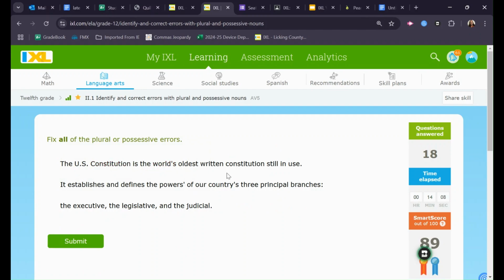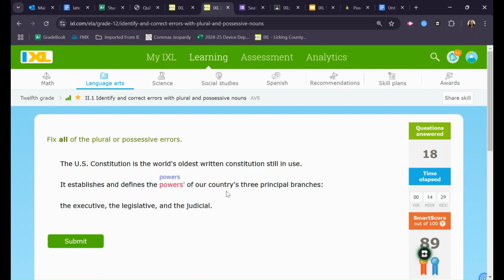Okay, we've got the world's oldest, so one world. Is it the world's oldest constitution? That's possessive, so that's looking good. Okay, it establishes and defines the powers. Is that plural? Yeah, multiple powers, right? Is it possessive? Nope. So let's just make it plain old plural.